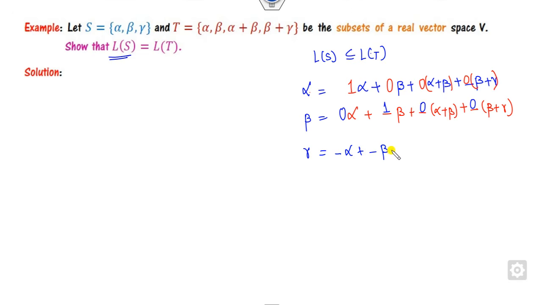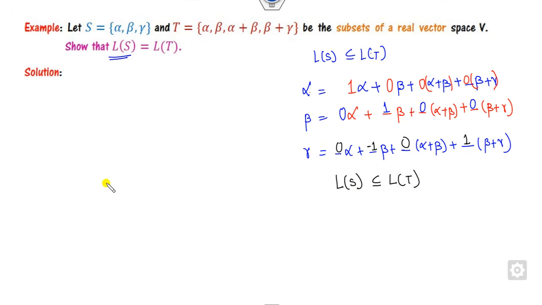And for the gamma, how can you write that? Since I need a gamma, I can write here 1, but it will bring a plus beta also, so I can take this value as minus 1. The rest of the values are 0. What is the meaning of that? L of s is a part of L of t.